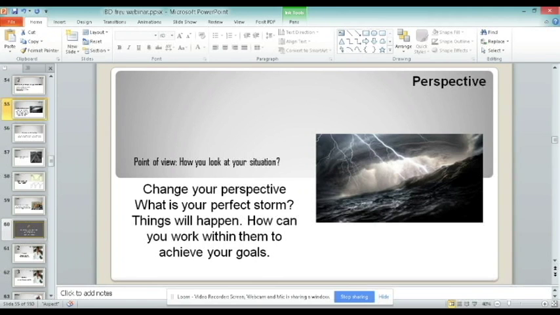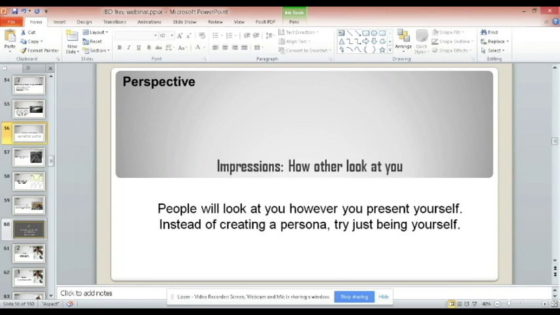There are always things going on: family, friends, work, personal, internal issues, fear, feeling like no one's going to purchase your product or service, feeling like no one's there for you, like you're doing this all by yourself. There's no support. The people who should be on your team may not be there. Whatever your storm is, that storm is there for a reason. It's meant to change your perspective, your impressions, and how other people look at you. People are going to look at you however you present yourself. So instead of creating some supersized persona, just try being yourself.